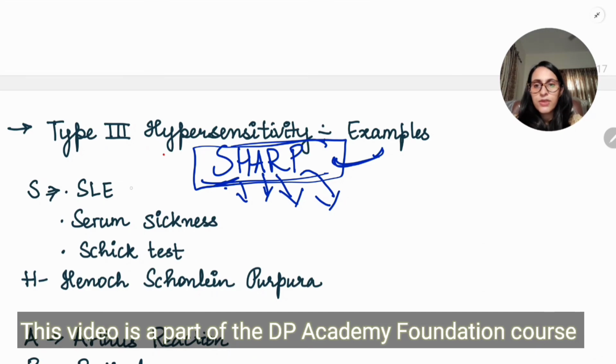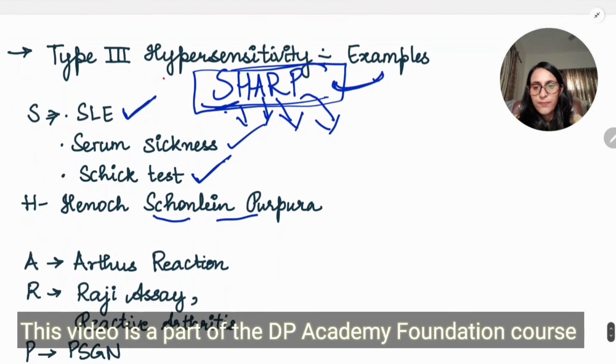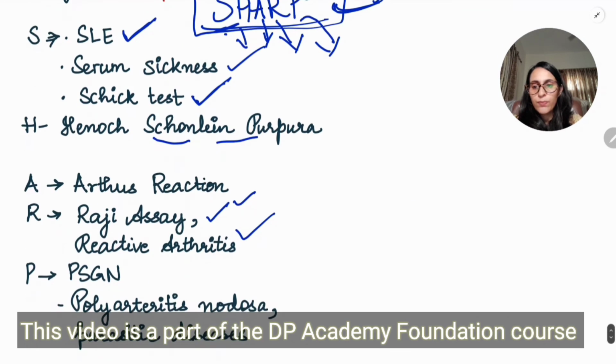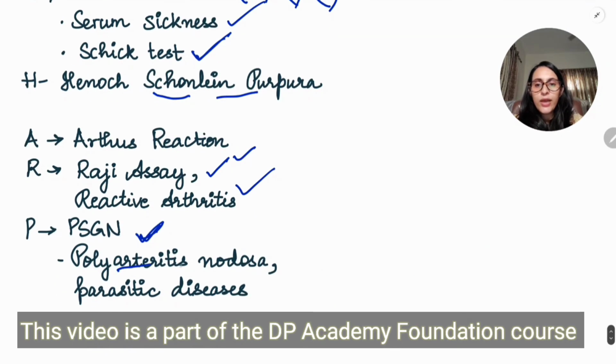The first example is SLE, an autoimmune disease with a butterfly-like rash. Then serum sickness: excessive injection of anti-tetanus serum or anti-rabies serum is going to cause serum sickness. Schick test is a test done for Corynebacterium diphtheriae, which we have also covered in micro. Henoch Schonlein purpura is immunoglobulin A vasculitis that occurs in children. Arthus reaction is a localized immune complex disease. Raji assay, or reactive arthritis, or post-streptococcal glomerulonephritis, in which cola colored urine is seen. Polyarteritis nodosa and complication of a parasitic disease.